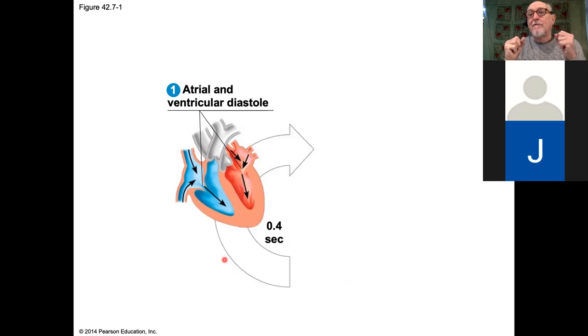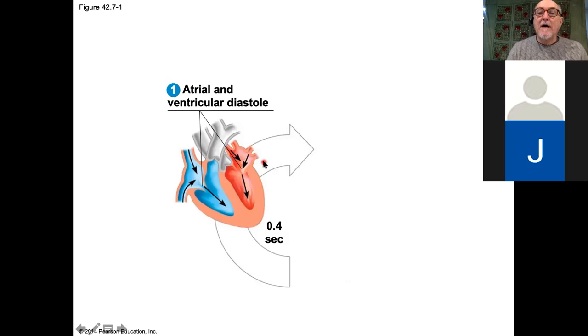The contraction of any chamber is called systole. So S-Y-S-T-O-L-E. Contraction is systole. Relaxation is diastole. So when a chamber is in a relaxed state, it is in diastole. And that's where we're going to start off with this heartbeat. We're going to start with all four chambers relaxed, in atrial and ventricular diastole.